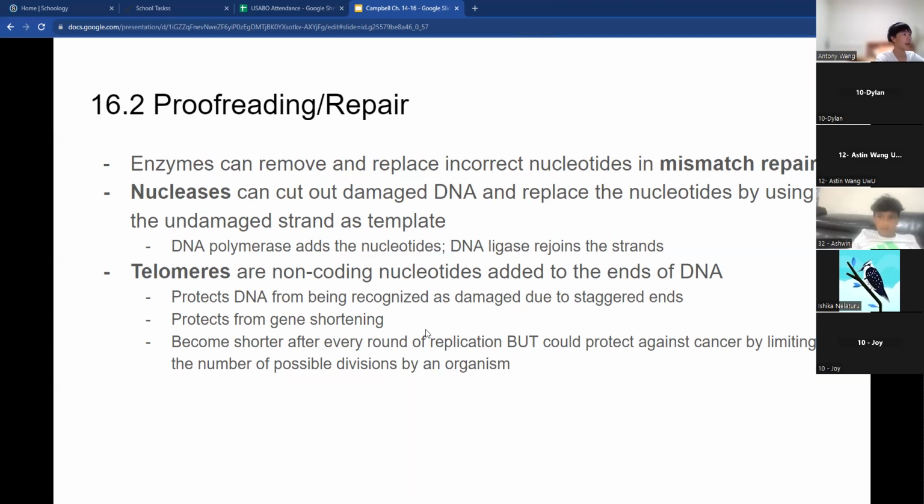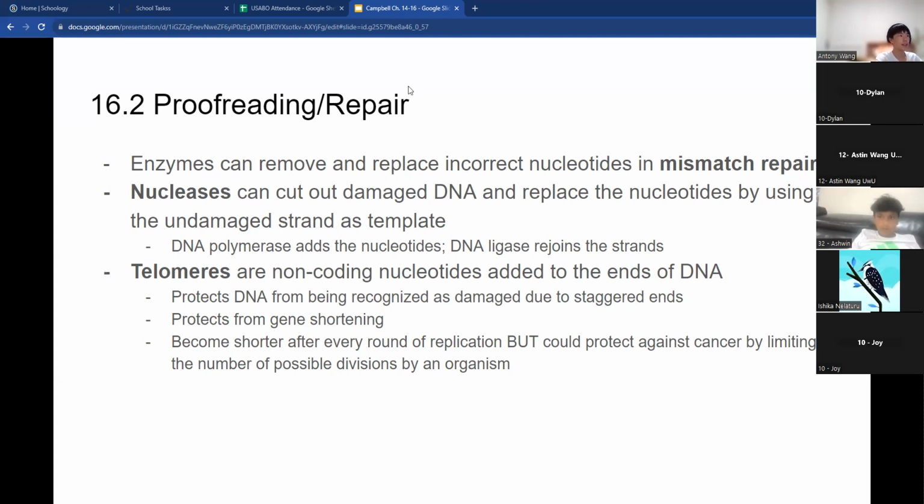Enzymes can remove and replace incorrect nucleotides in mismatch repair. DNA polymerases often have a built-in mechanism where they'll add a nucleotide and check if that nucleotide is correctly paired to the parent strand. If it's not correct, the polymerase will remove that nucleotide and try again, and it'll keep doing that until it's correct.